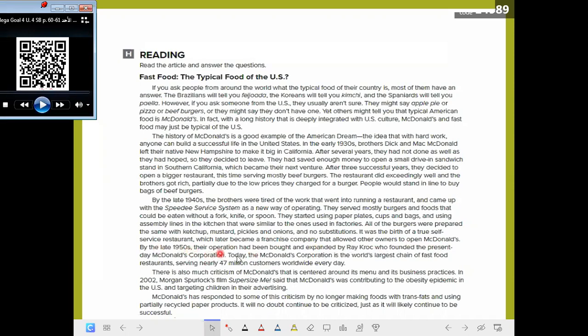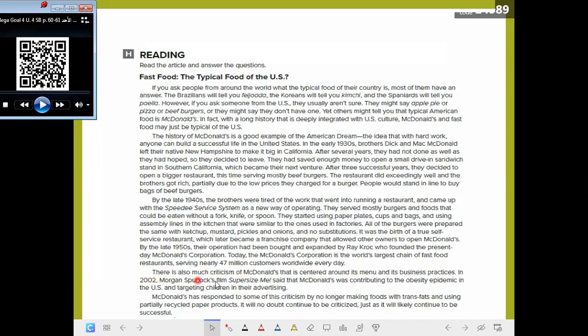Their operation had been bought and expanded by Ray Kroc, who founded the present-day McDonald's Corporation. Today, the McDonald's Corporation is the world's largest chain of fast food restaurants, serving nearly 47 million customers worldwide every day.